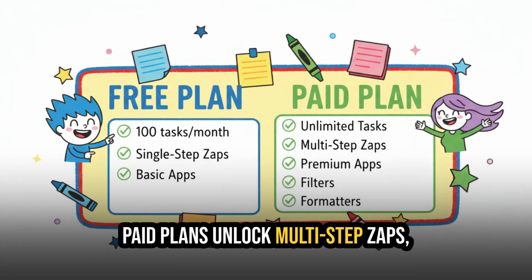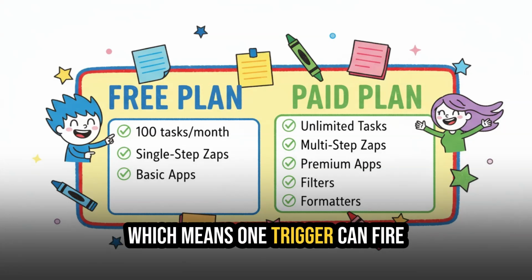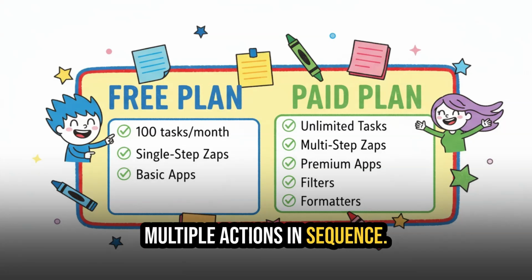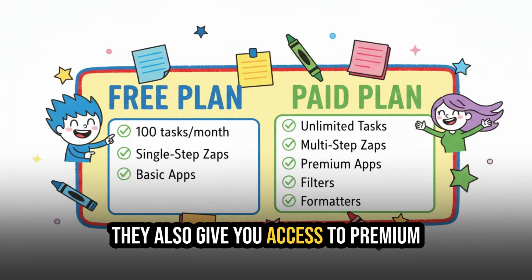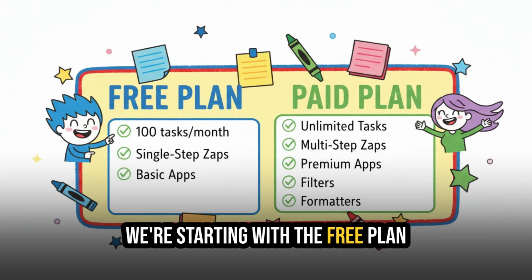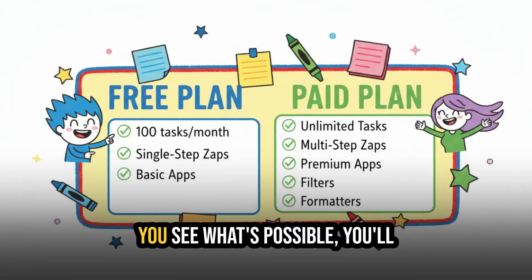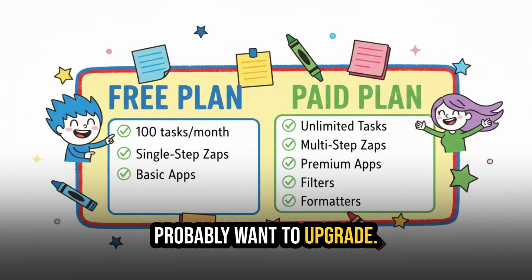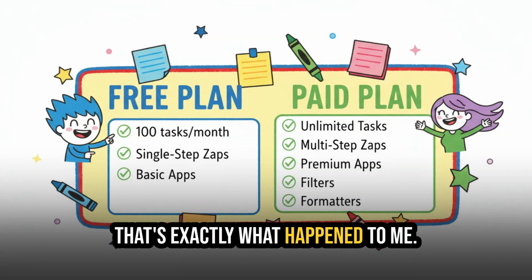Paid plans unlock multi-step Zaps, which means one trigger can fire multiple actions in sequence. They also give you access to premium apps and much higher task limits. We're starting with the free plan today, but I'll be honest, once you see what's possible, you'll probably want to upgrade. That's exactly what happened to me.